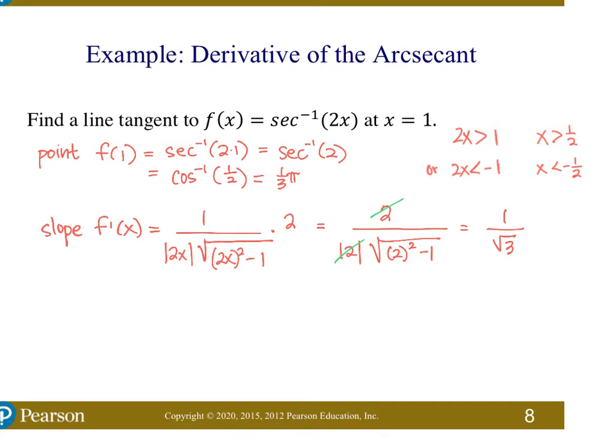So then my tangent line would be the point and the slope. So y minus 1/3 pi, that's my y value, equals the slope, 1 over the square root of 3, which we don't have to rationalize, and then times x minus 1. And you can leave your tangent line in point slope form.